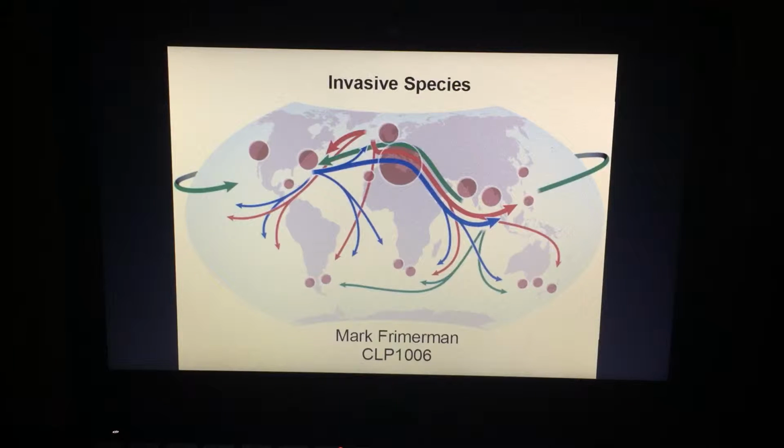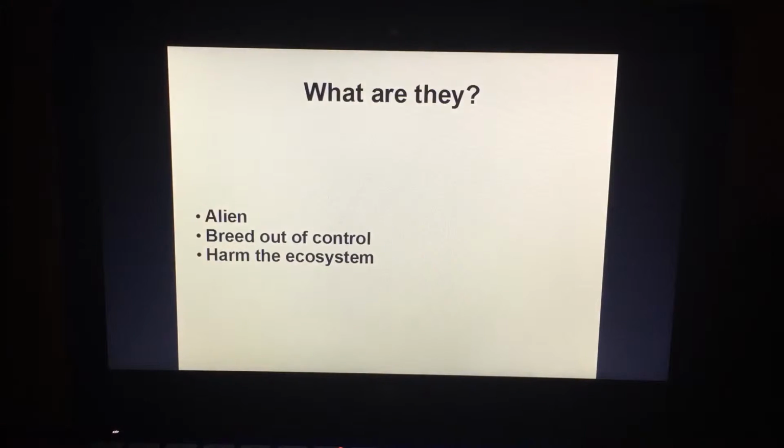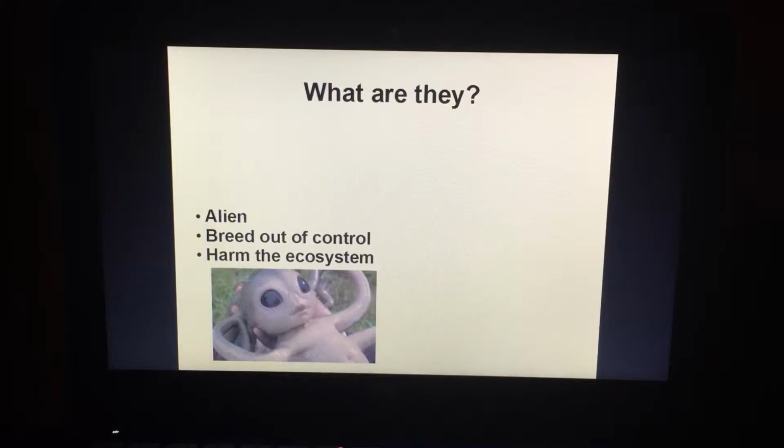The topic I chose is invasive species. So, what is an invasive species? They are a species that is non-native to the environment, brought from another place.